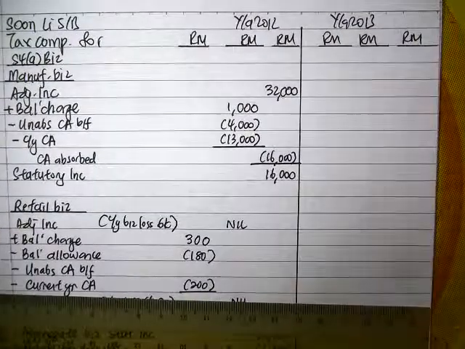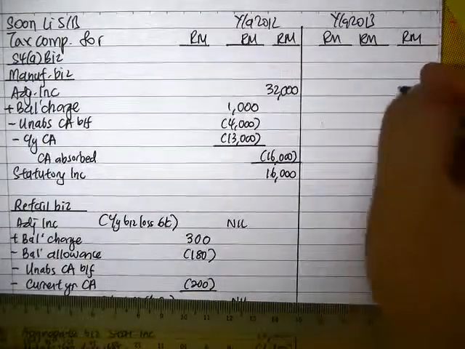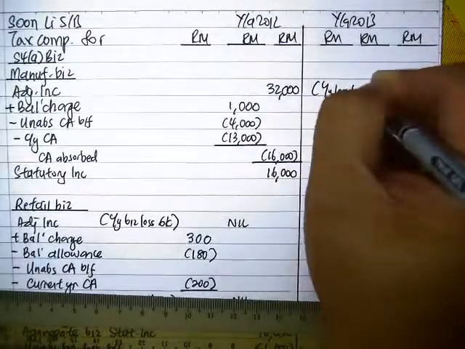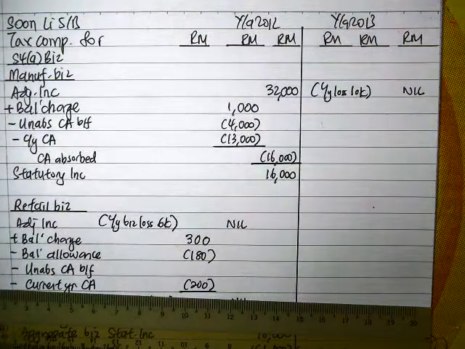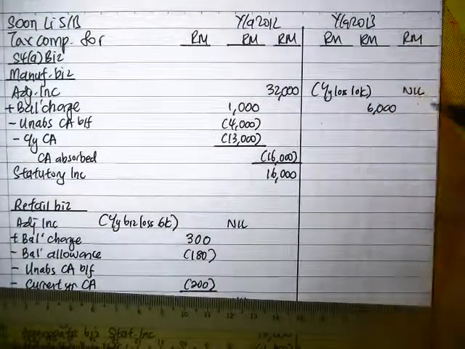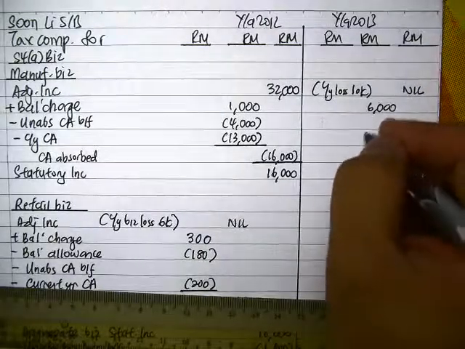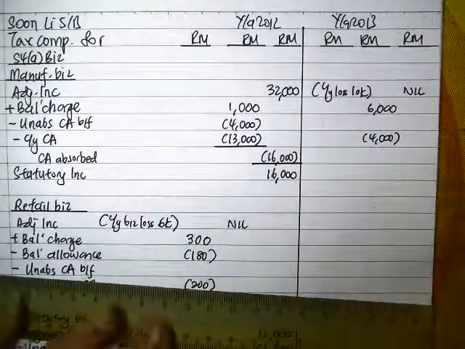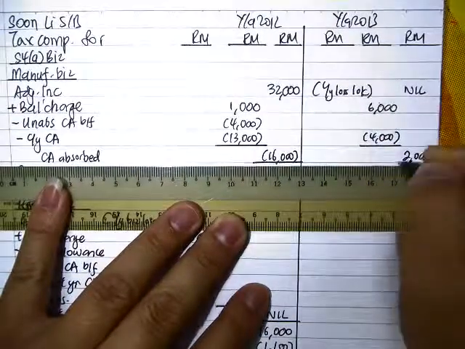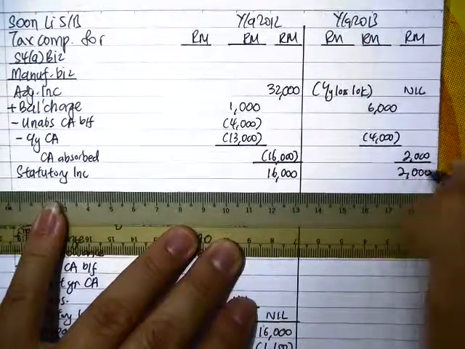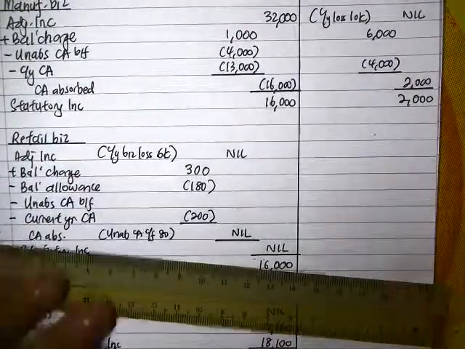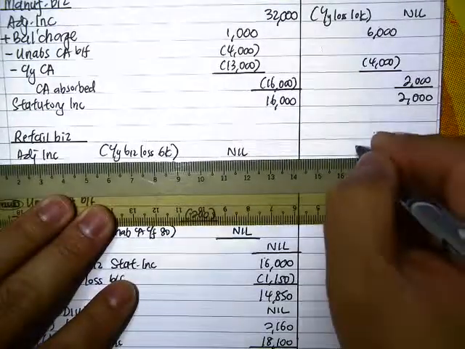Right, the adjusted income now is a loss, so nil. Current year loss is 10,000. But we have a 6,000 balancing charge, and a 4,000 CA. So we still have a net charge of 2,000. So the statutory income is 2K. And then for the retail business, the adjusted income is 15.